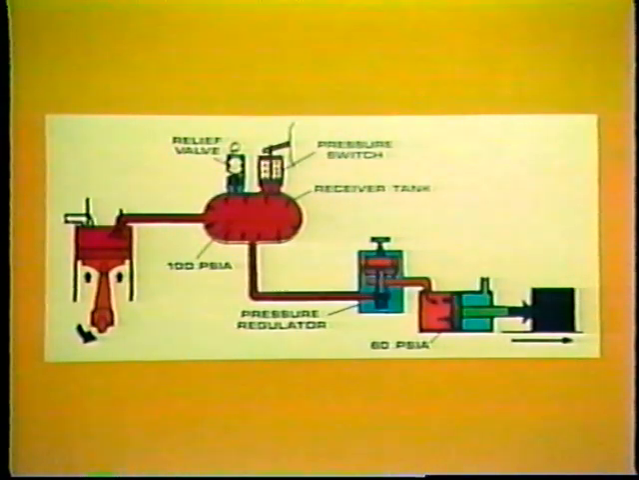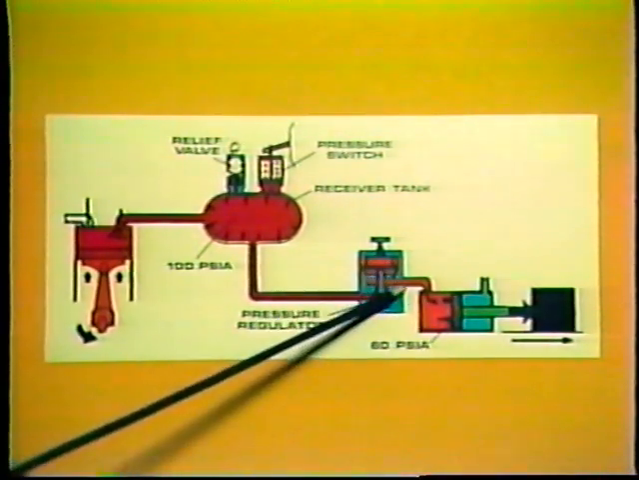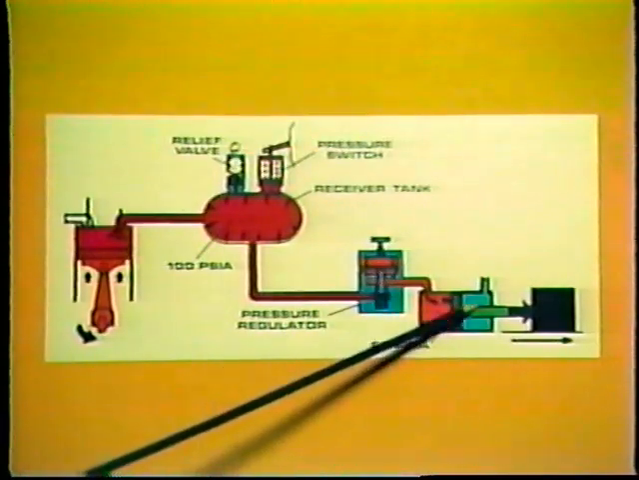The pressure regulator is placed in the system downstream near to the point of use. A pressure regulator ensures that energy in a system will not be wasted. For example, if an air receiver charged to 100 psia were allowed to apply its full pressure to an actuator that required only 60 psia, energy would be wasted.